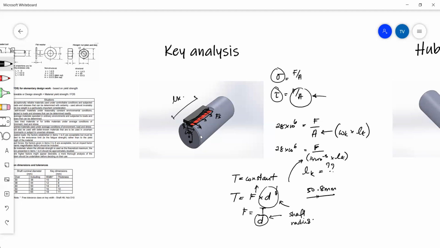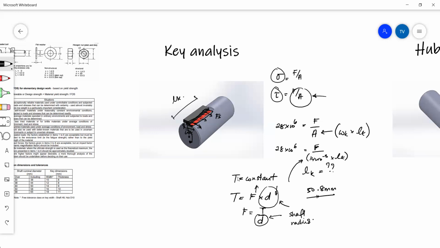Would you then take this as your length of key, or would you round it off? Round it up, sir. Yes, very good. You'd round it off.